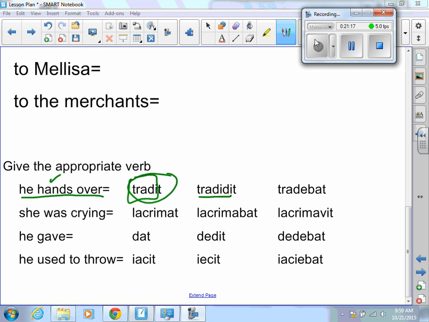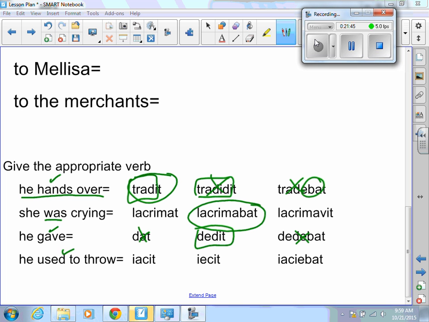She was crying. Was is the key. I'm looking for -ba. There it is. He gave. I need a "gave", that's a perfect stem. So dat is present, -ba is imperfect. Dedit: do, dare, dedi. Dedi is my perfect stem, so dedit is my answer. He used to throw. Used to is an imperfect form, just like was or were. Used to, began to, those are imperfect forms.